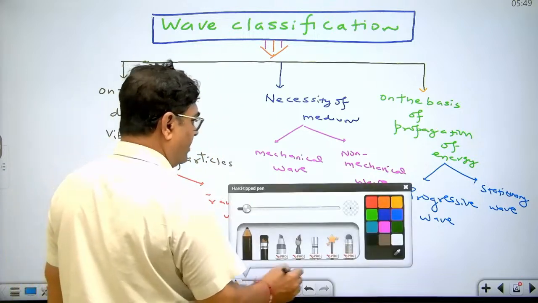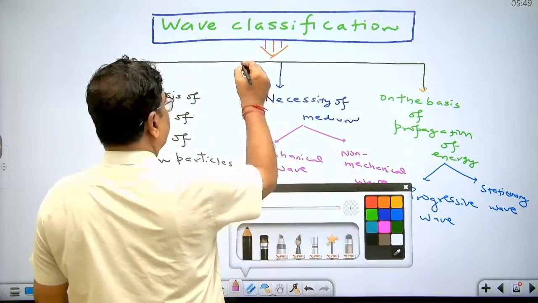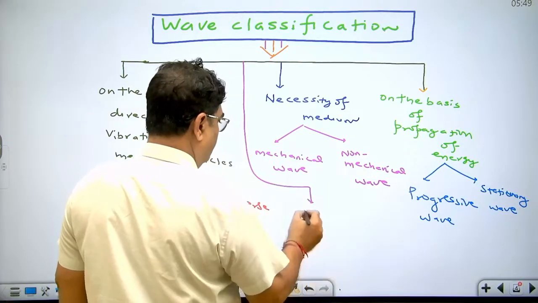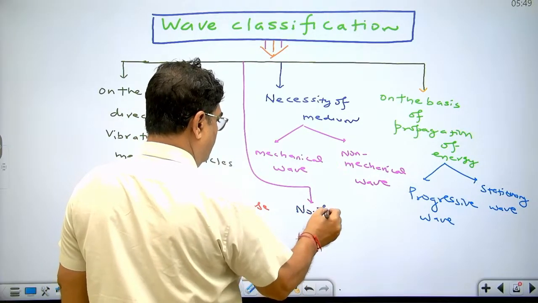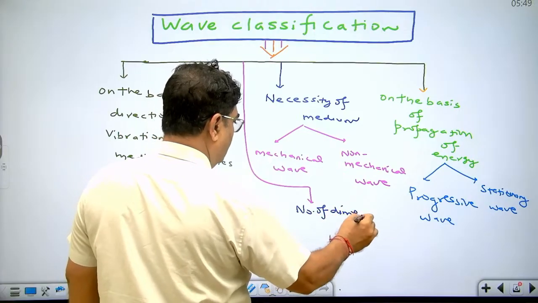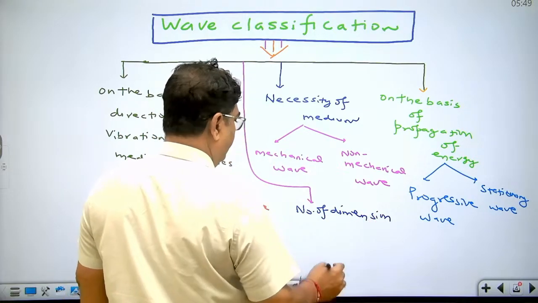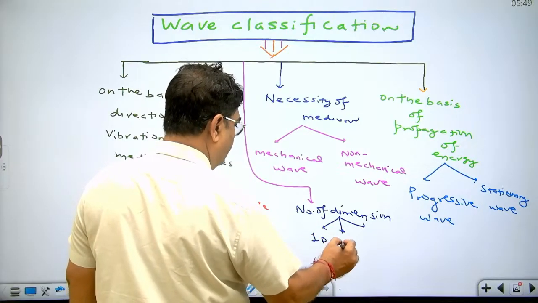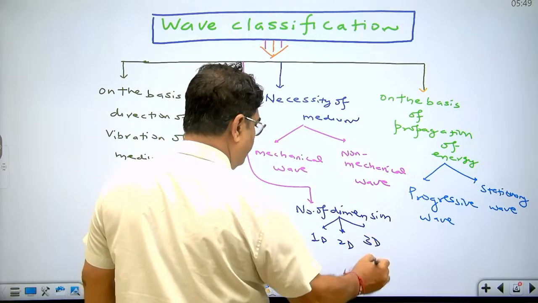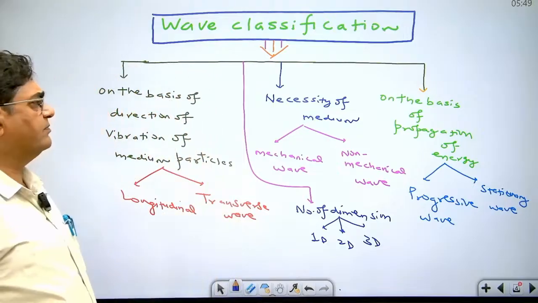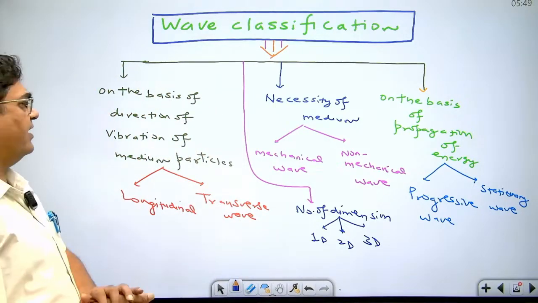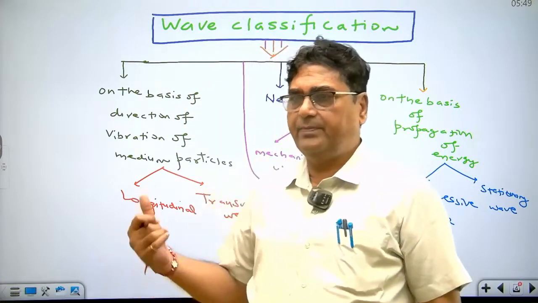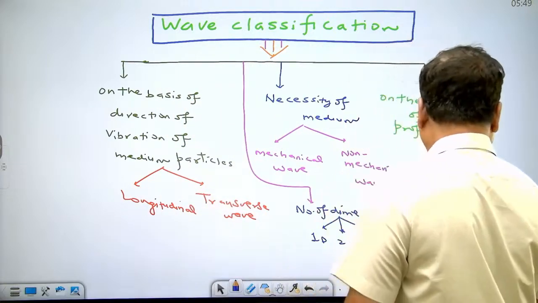On the basis of number of dimension in which energy is propagated, wave can be classified as one-dimensional wave, two-dimensional wave, and three-dimensional wave. So these are the major criteria of wave classification. Let's start on the basis of direction of vibration of medium particles. Okay, the first criteria.